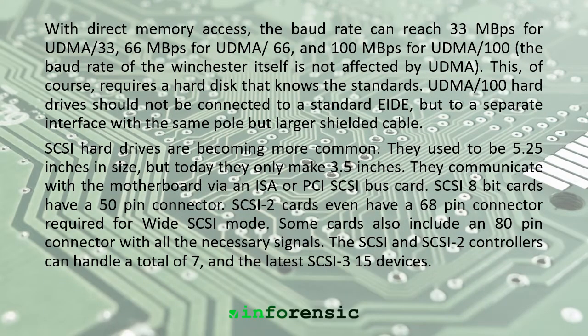With direct memory access, the baud rate can reach 33 Mbps for UDMA 33, 66 Mbps for UDMA 66, and 100 Mbps for UDMA 100. The baud rate of the Winchester itself is not affected by UDMA. This, of course, requires a hard disk that knows the standards. UDMA 100 interface with the same pole, but larger shielded cable.